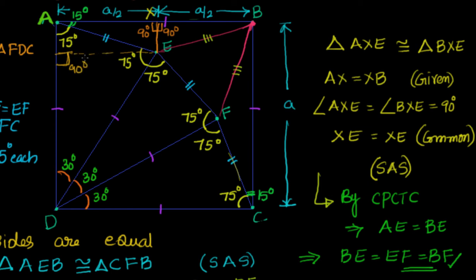You can see that that length is A by 2. So at this point, this triangle is divided into two equal parts. So we have congruency there. So by SAS, we can see that AE is equal to EB. If AE is equal to EB, what is the meaning of that? BE is nothing but equal to AE.